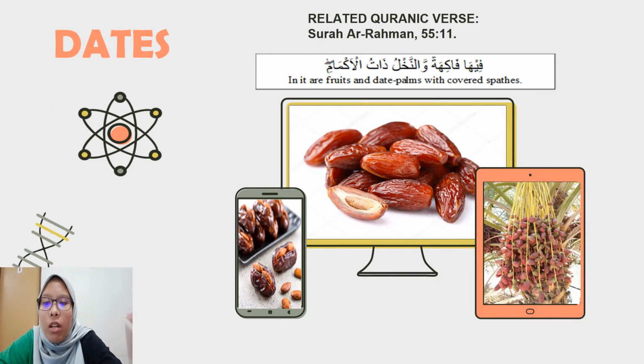Okay, we're moving on to the inert components for the functional group carboxylic acid, and the plant we chose is dates, one of the sunnah foods that Rasulullah SAW highly recommended us to eat. The word dates has been mentioned in the Al-Quran 20 times. The related Quranic verse that we chose is Surah Ar-Rahman, Surah 55, verse 11.